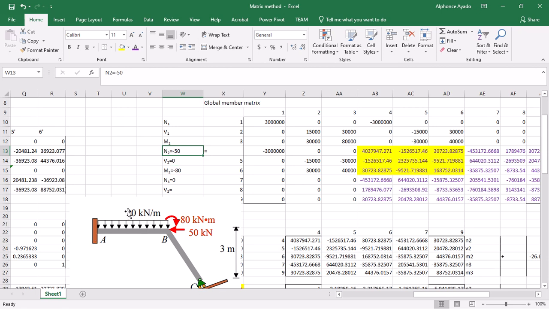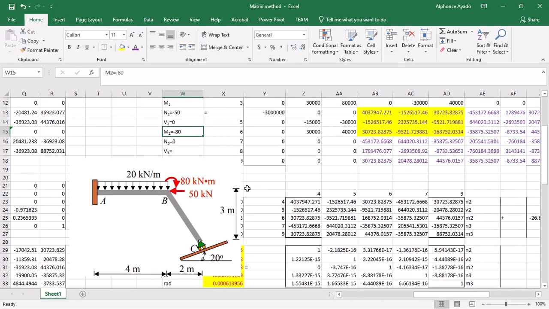So let A be 1, B be 2, and C be 3. So that said, external loads at node 2 are sorted out.